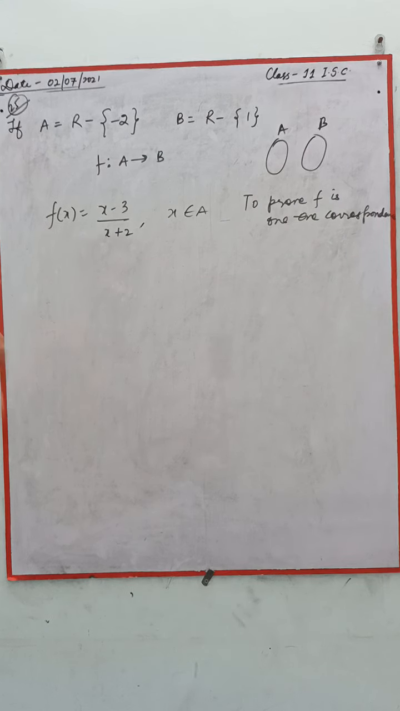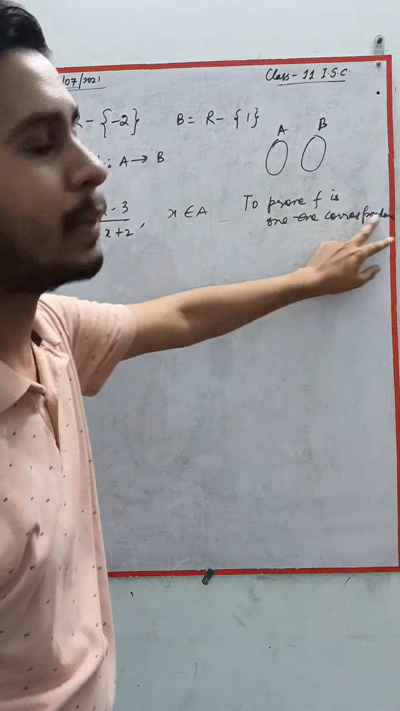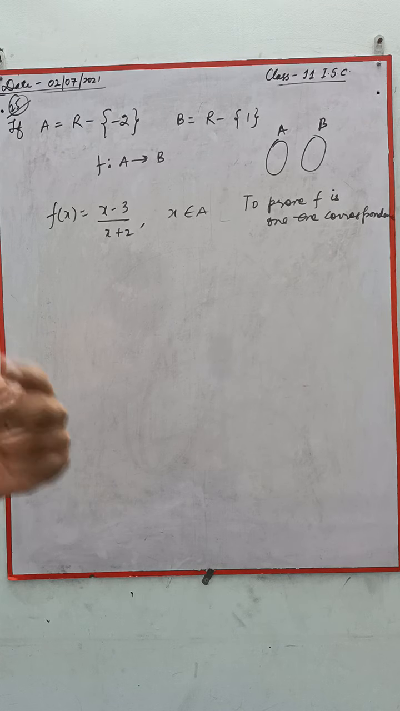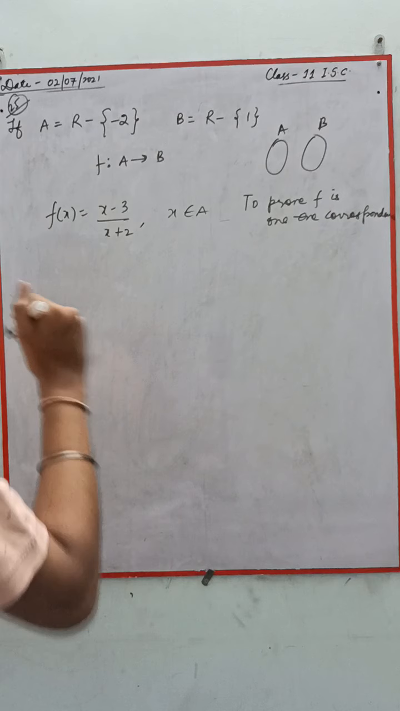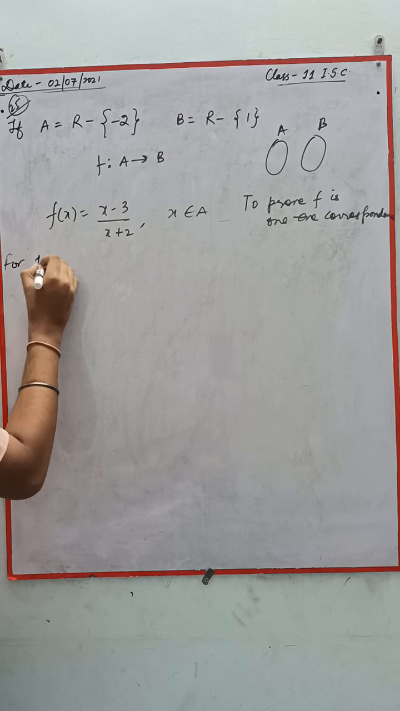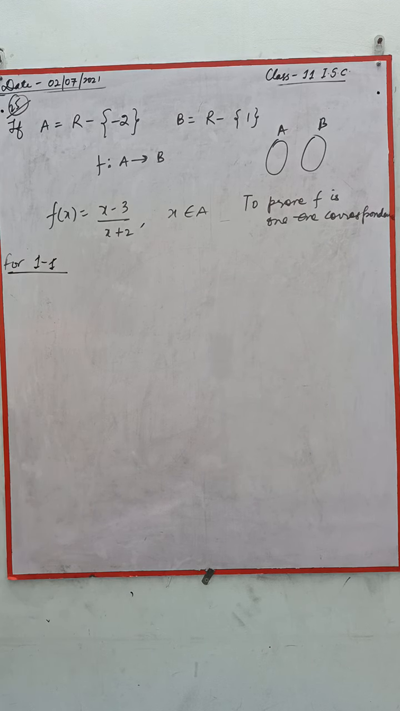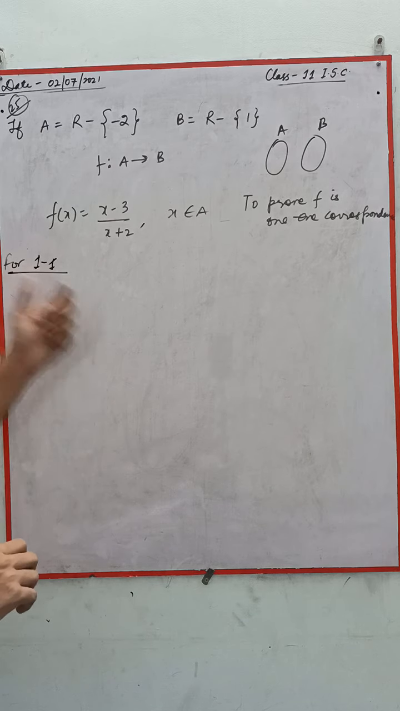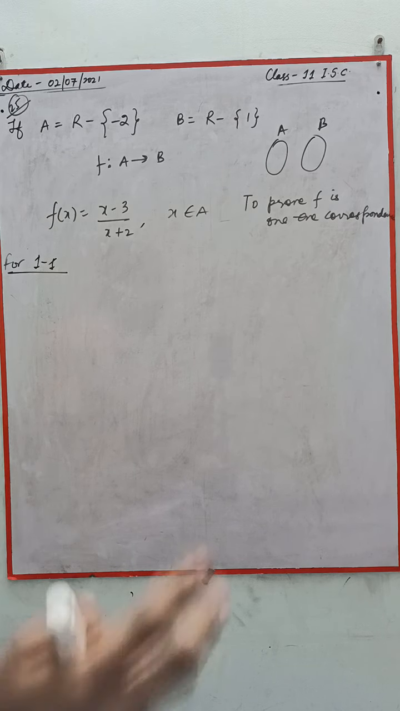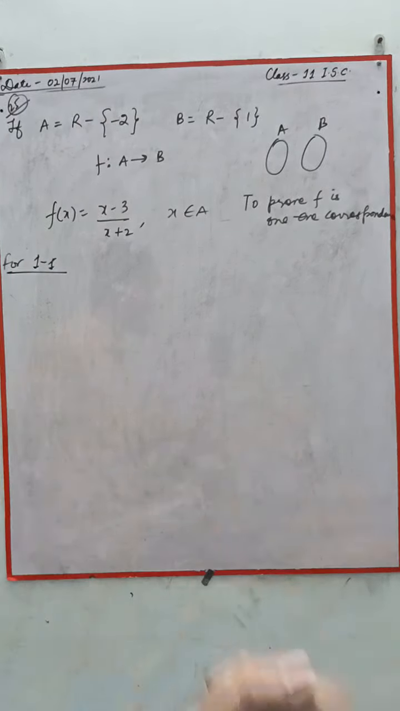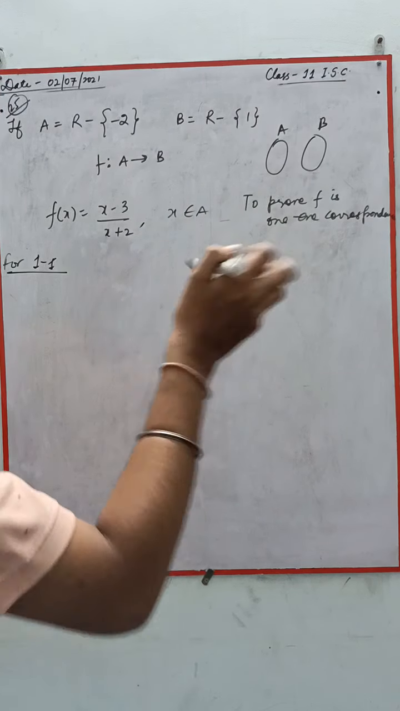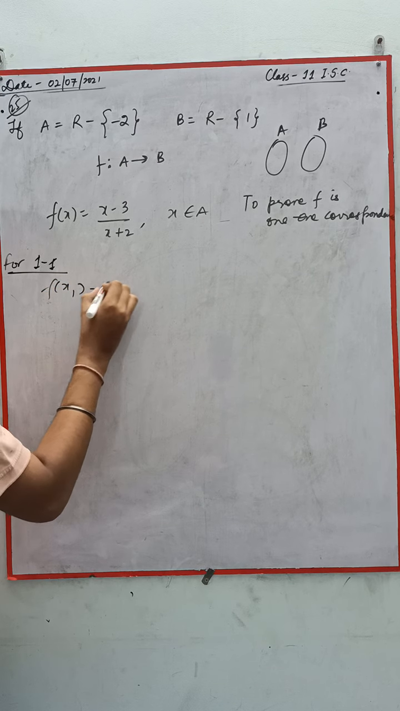Okay, now let's start with the solution. We need to prove it is a 1-1 correspondence, which means we need to show it is 1-1 and onto. So first of all, let us start with 1-1. For a 1-1 function, I already told you, you have to take two elements, x1 and x2, and we need to equate f(x1) equal to f(x2).